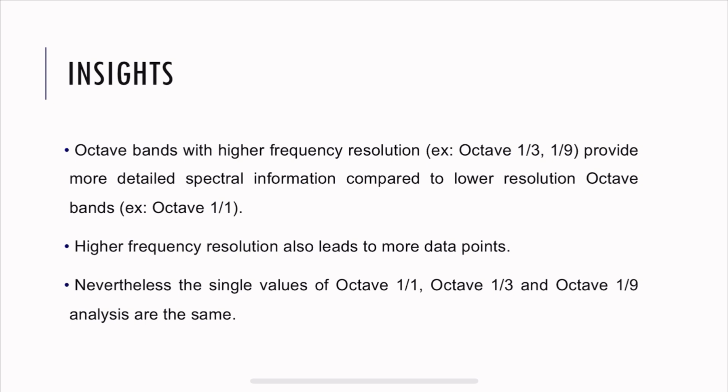But if you want to go deeper, you have to go to higher resolution analysis. You can't go to extremely high resolution because it also has a computational cost. So the trade-off, in my opinion, is octave 1 by 3 because you get a quick result. At the same time, you get a good frequency resolution, which is accurate.